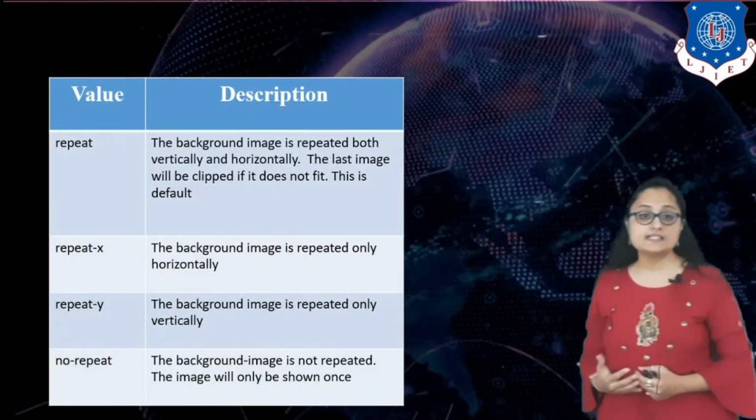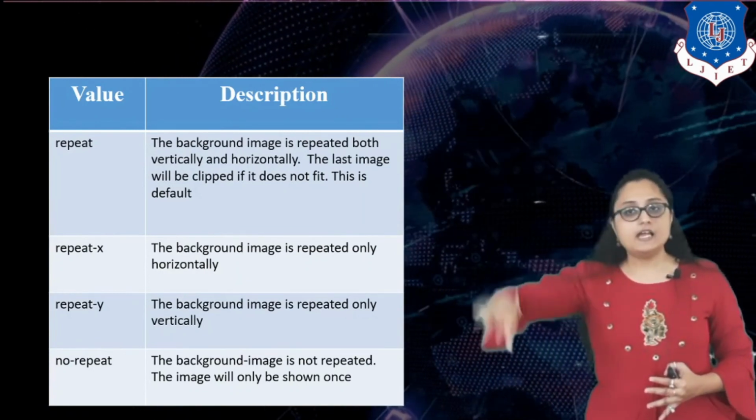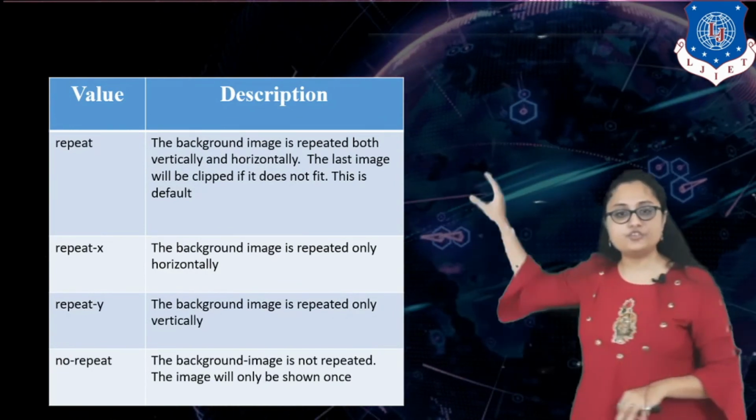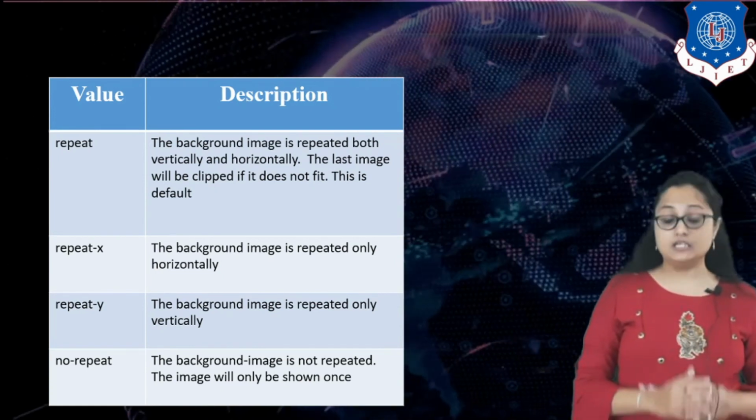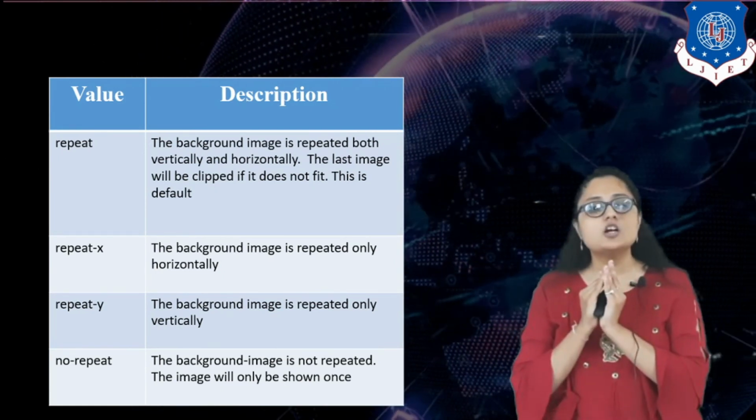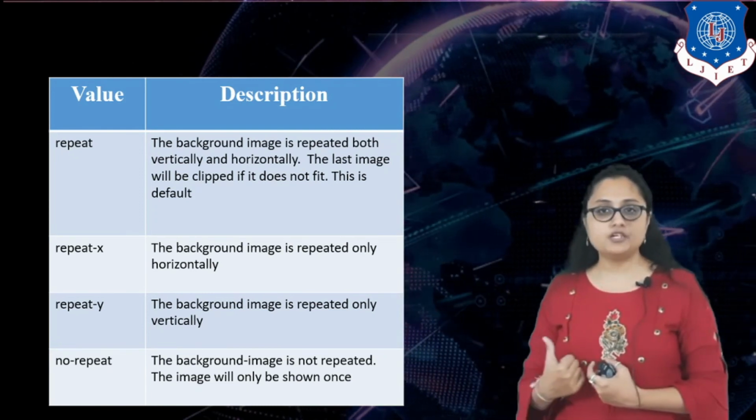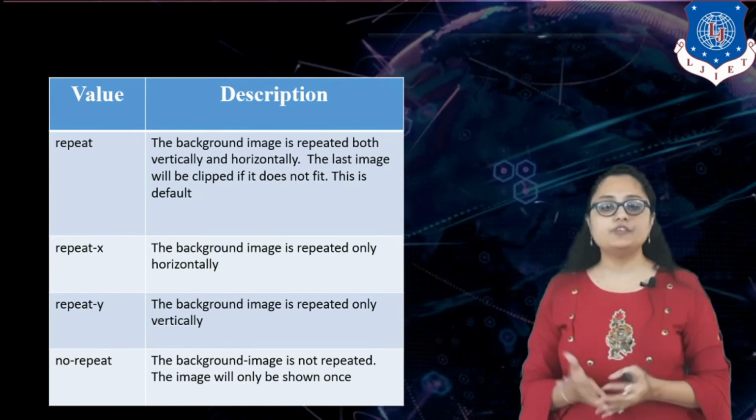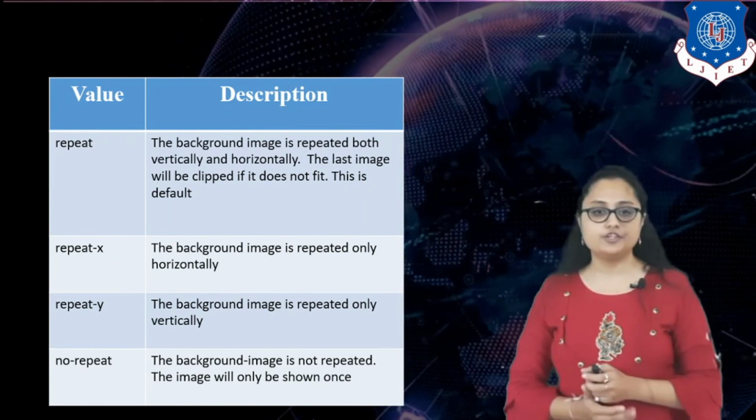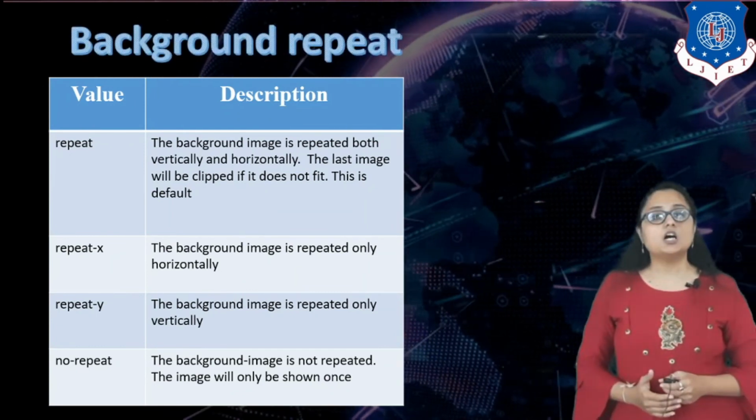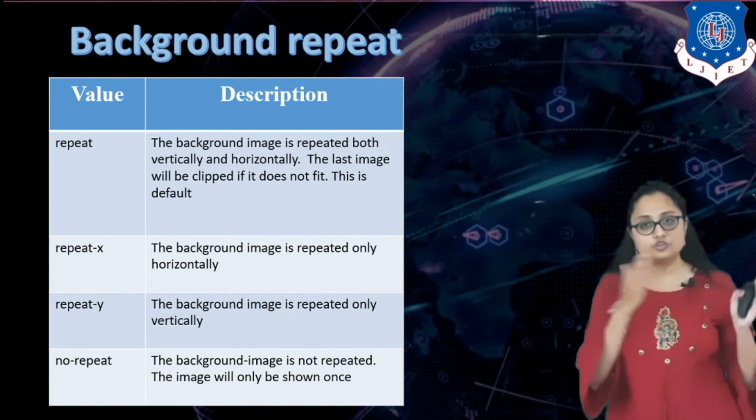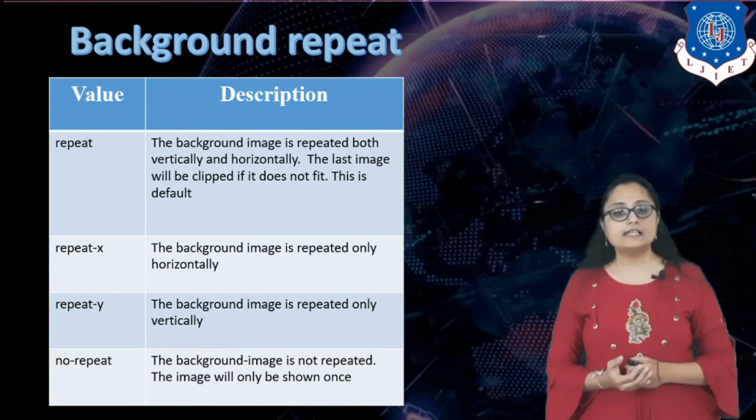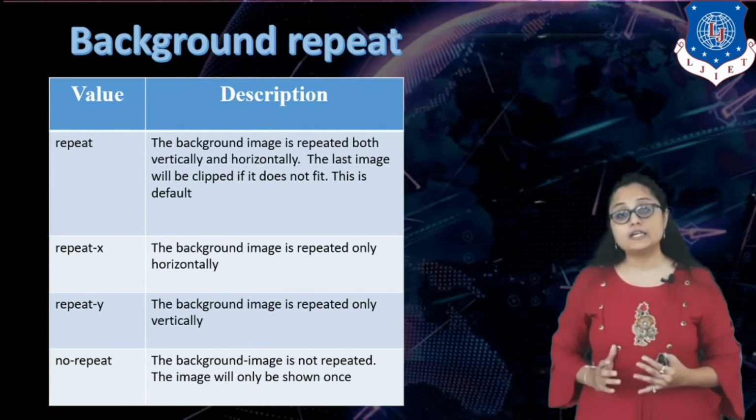By default it is repeat, it means it is repeated horizontally and vertically. So your image is being repeated all over the page. That is the first property. Your background image is repeated vertically as well as horizontally. Now in this property, which is the default, the image will be clipped if it does not fit in your particular browser window. The next property is repeat-x, that is if you want to repeat your image only horizontally. The next property is repeat-y, that is if you want to repeat your image vertically.